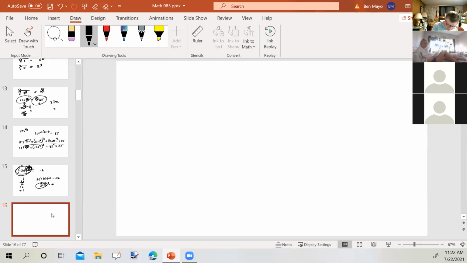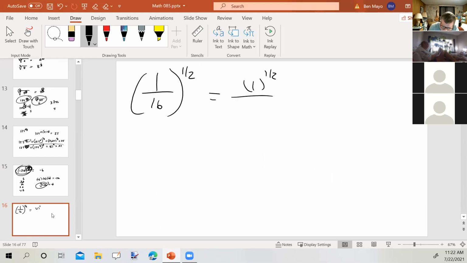Okay, how about this? 1/16 to the 1/2 power. If you have a quotient raised to a power, you attach that power to both the numerator and the denominator of the quotient. Well, what's the square root of 1? That's 1. What's the square root of 16? That's 4. So 1 to the 1/2 power is 1. 16 to the 1/2 power is 4. Any questions on that example? Okay.